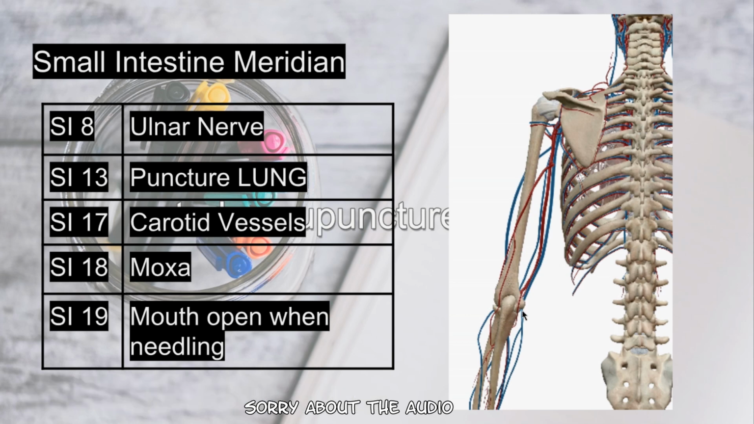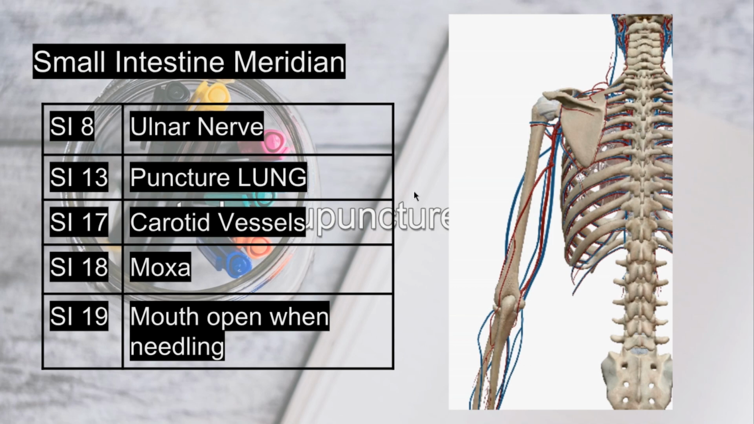It's actually located in this depression here between the tip of the olecranon process and the tip of the medial epicondyle. So what's located there is the ulnar nerve. Then we have small intestine 13. Small intestine 13 is located halfway between SI10 and the spinous process of T2. And it's located just superior to the medial end of the scapular spine. So the caution here is to puncture the lung.